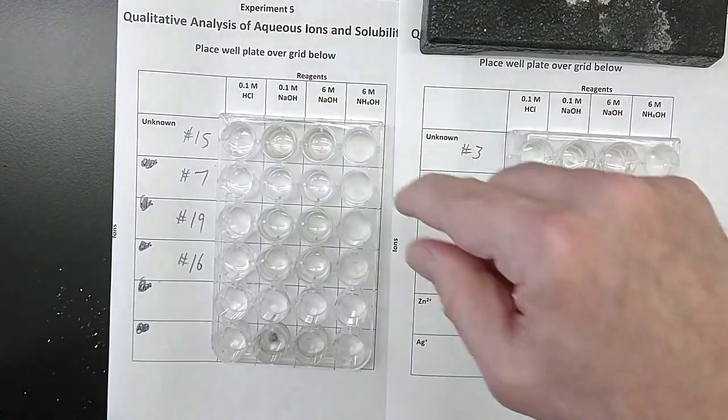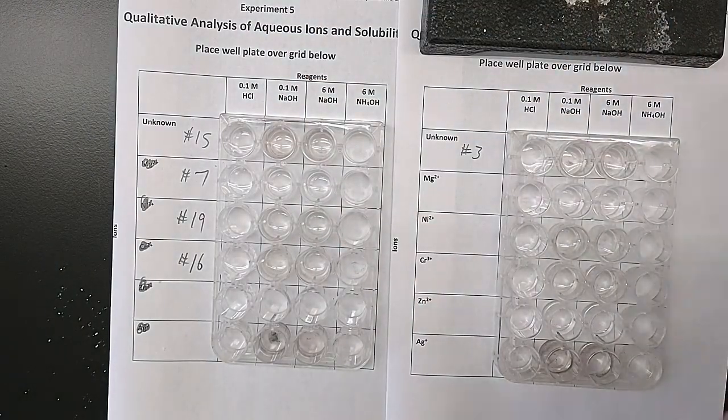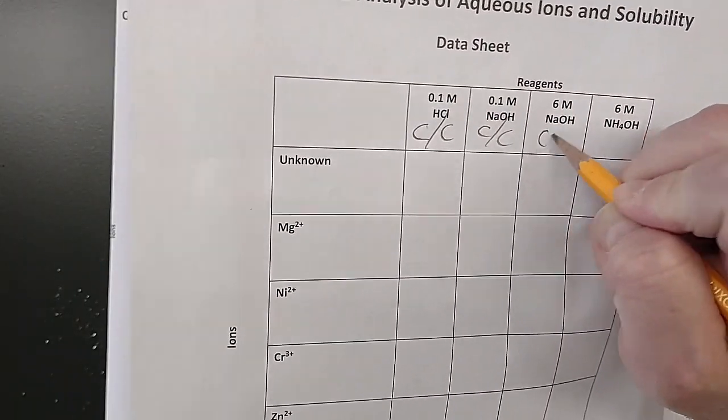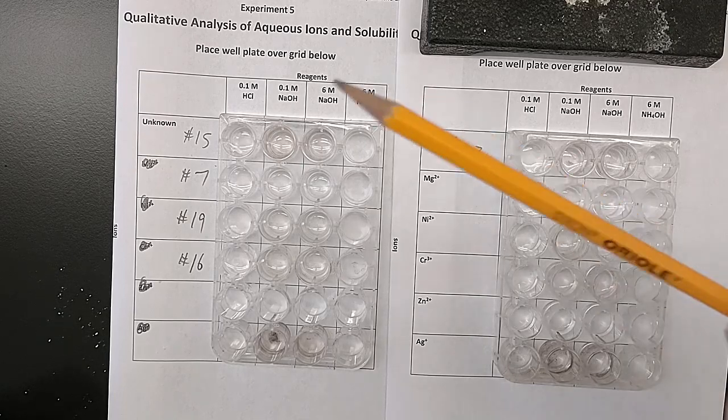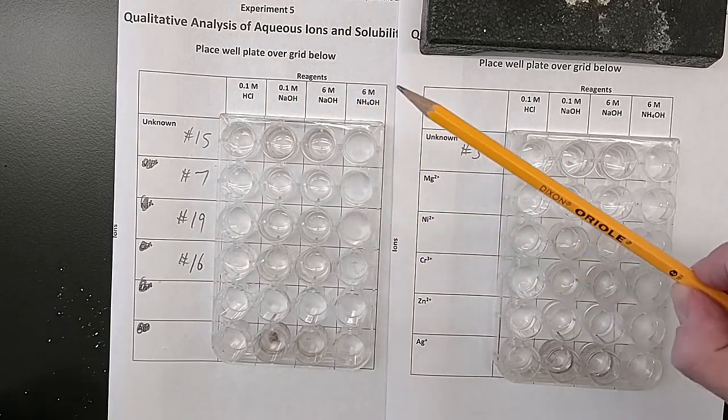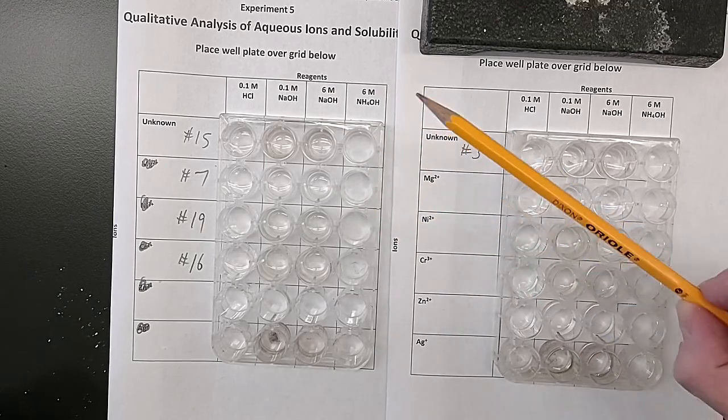And last but not least, well, that 6 molar sodium hydroxide was also clear and colorless, so I'm going to write that down. Notice I'm writing in pencil, which I really should not be doing. No pencil in the lab. Pen only in the lab.